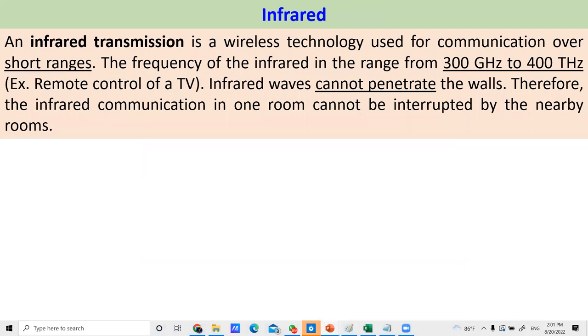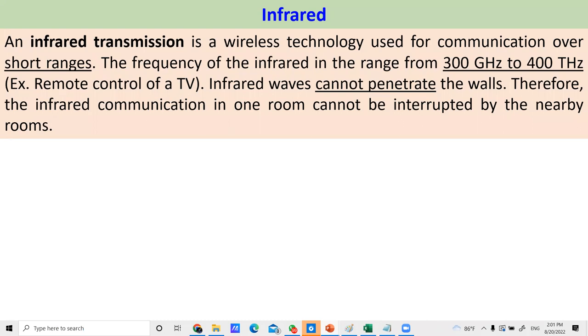Then we are moving to another type of unguided media, infrared. Normally infrared is used to make wireless connections over short distances. A good example is your TV remote controller. Using the remote controller you can change the channels of the TV. Earlier, with all televisions, I think you can remember, we always had to go to the TV and press the switches and change the channels.